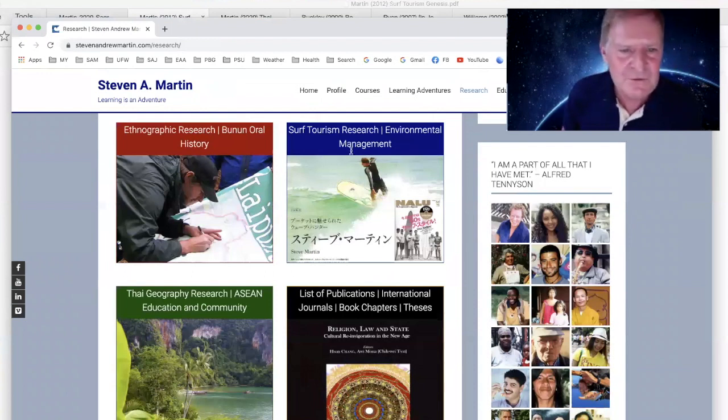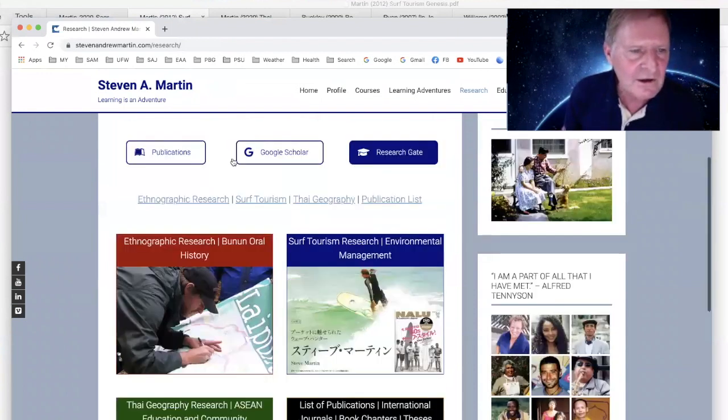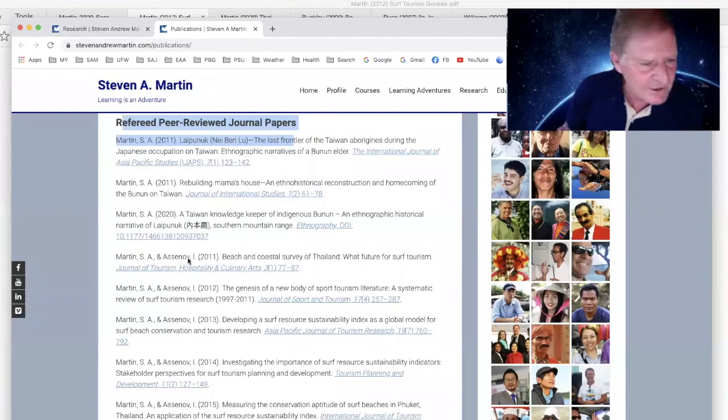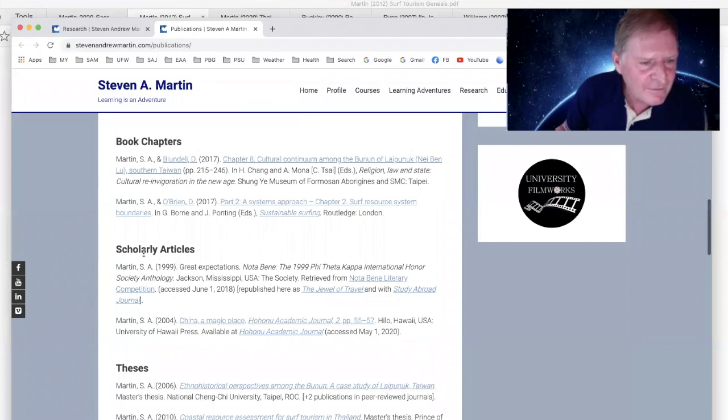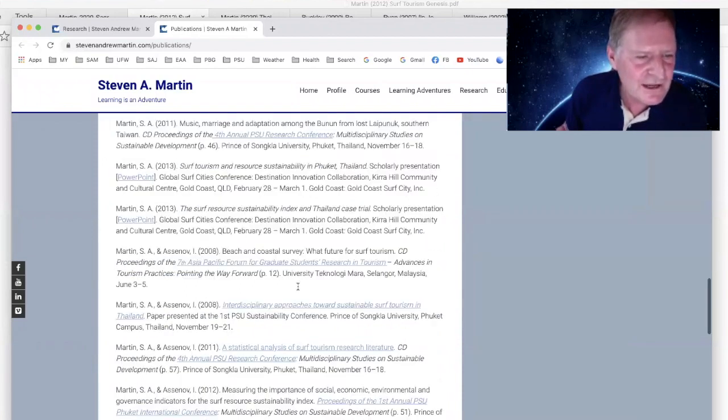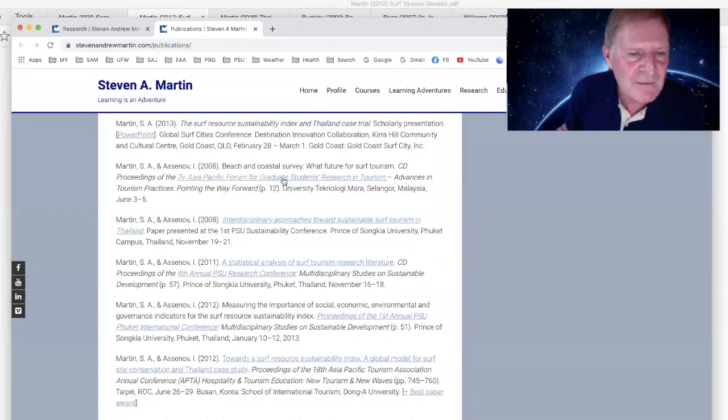So it's all there. The surf tourism stuff is, of course, here. And if you go to my publication page, pretty much everything's here: peer-reviewed journal articles, all the stuff. The surf tourism paper is somewhere in here, 2011. Other stuff is all here as well: my 3 graduate theses, and then the conference proceedings. What I try to do is put in links and make everything downloadable, right? So it's all there.